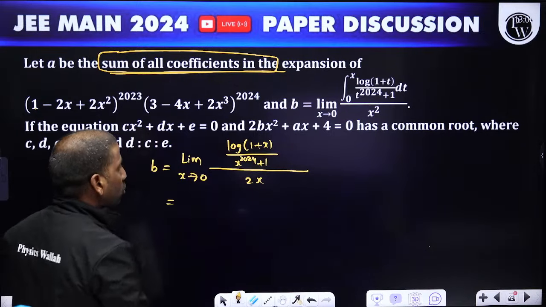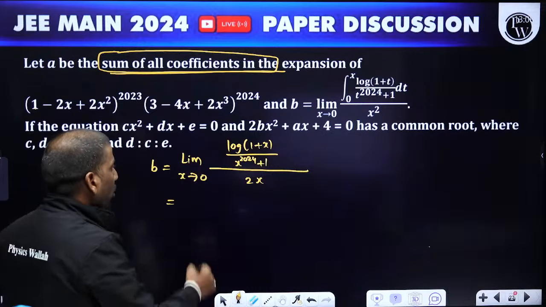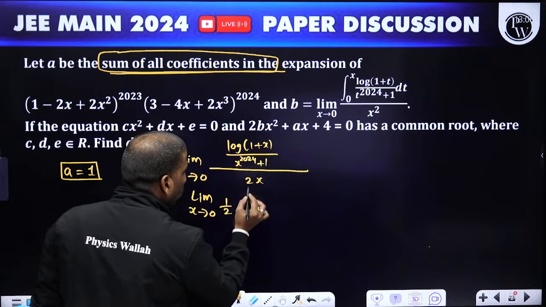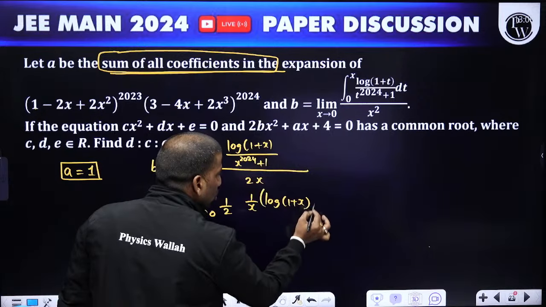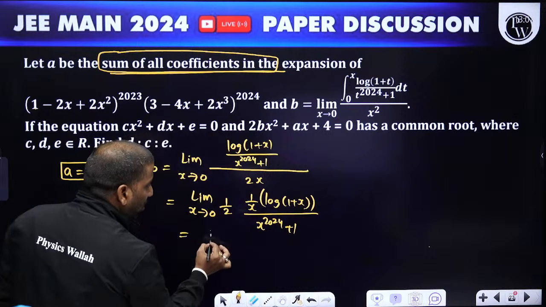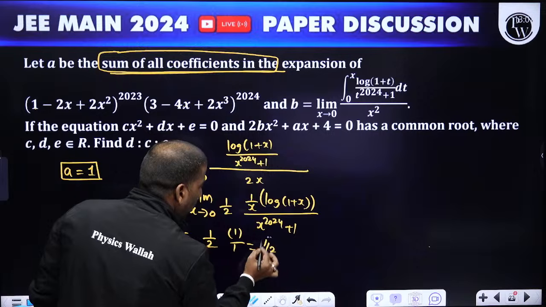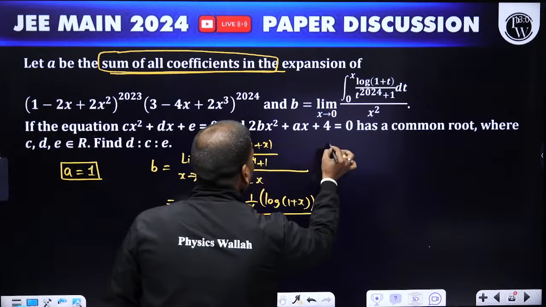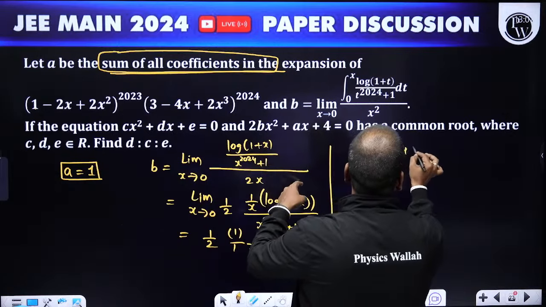So still it is 0 by 0, but don't go for L'Hopital again, because we have a formula. What is the formula? Limit x tends to 0, 1 by 2 times 1 by x log 1 plus x. As x is tending to 0, this is equal to 1. Then x power 2024 plus 1, we directly substitute. This is a direct formula: 1 by 2 times 1, so this is equal to 1 by 2. B is equal to 1 by 2. Substitute here, 2b is 1, so x square, a is also 1, x plus 4 is equal to 0.